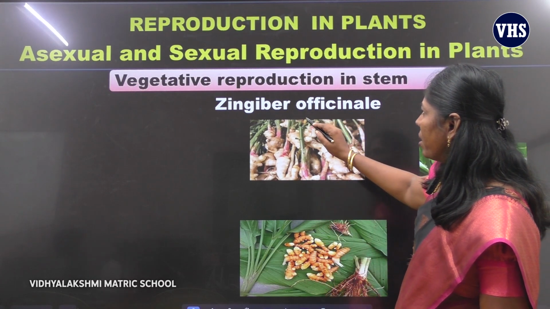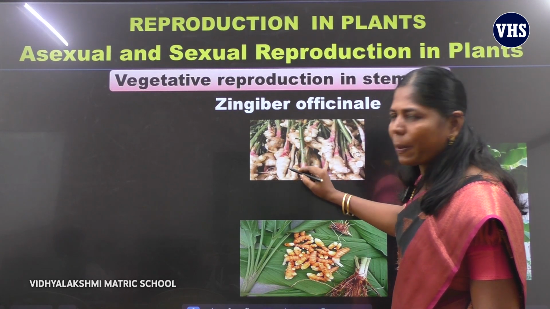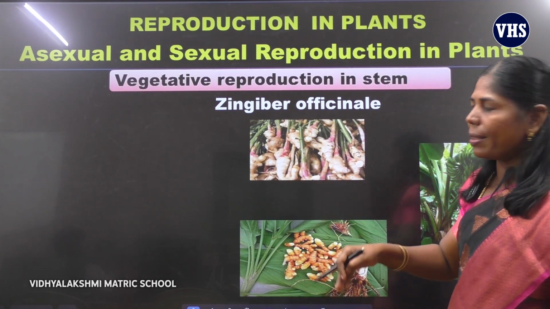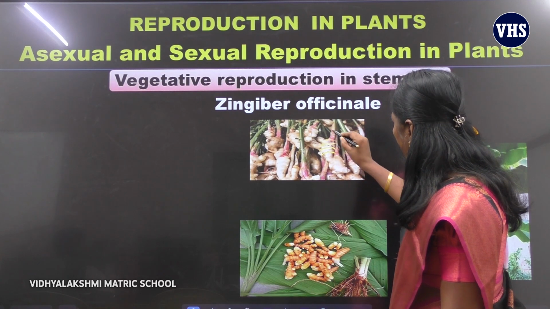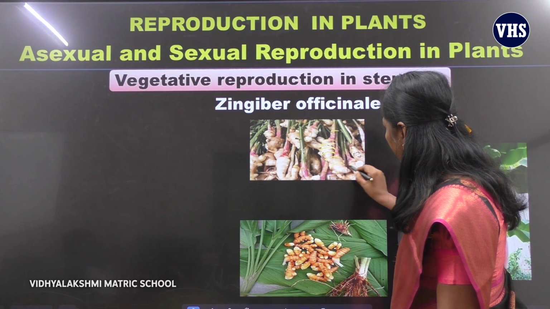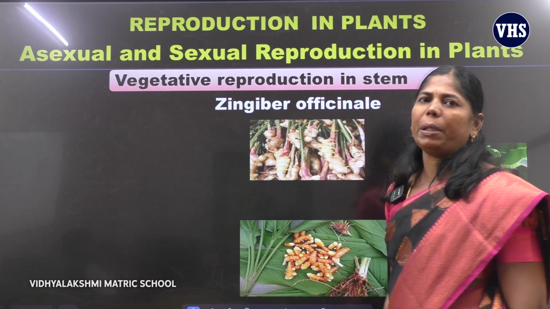So what is the first one? Zingiber officinale, that is ginger. Actually the stem is present in the soil, under the soil. We can see so many nodes on the stem. This stem is full of nodes. The lines that are there, what are they? They are nodes.